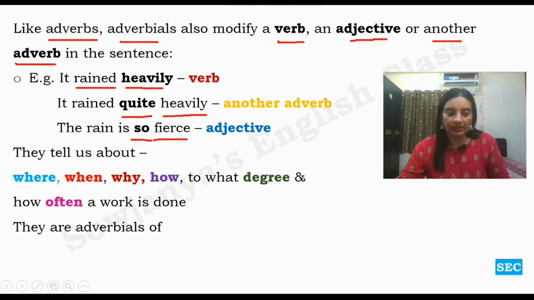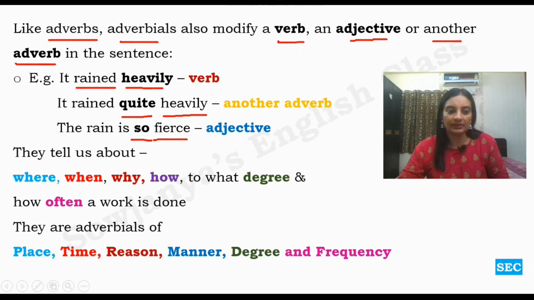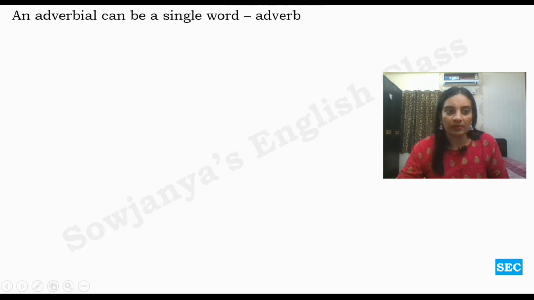They are adverbials of place when they talk about where, time when they talk about when, reason when they talk about why, manner when they talk about how the work is done, degree when they say to what degree, with what intensity, and frequency when they talk about how often a work is done. An adverbial can be a single word, as we have already discussed. It can be a single word. When it is a single word, call it an adverb. We don't call it an adverbial when it is a single word.